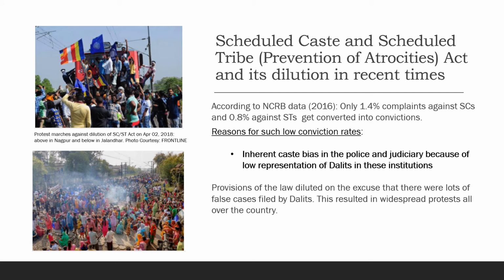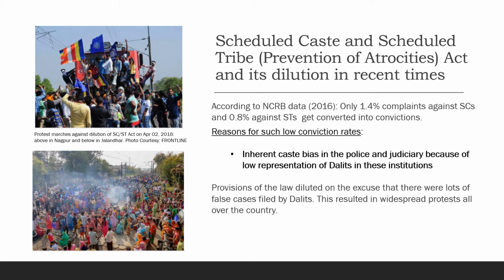The SC/ST Prevention of Atrocities Act was meant to deter acts of atrocities committed against members of the SC and ST population of India. Despite its good intentions, the act failed to protect the Dalits and tribals due to the entrenched caste system in Hindu society. So entrenched that even the judiciary and the police system are not above and beyond the extreme bias against the lower castes. Only 1.4% of complaints against SCs and 0.8% against STs end up in successful convictions.